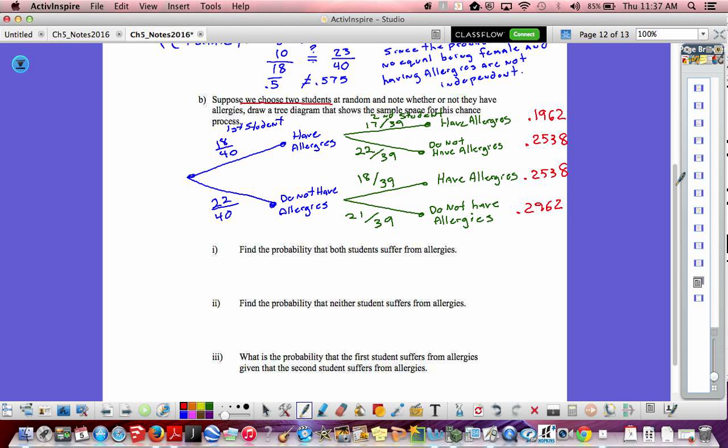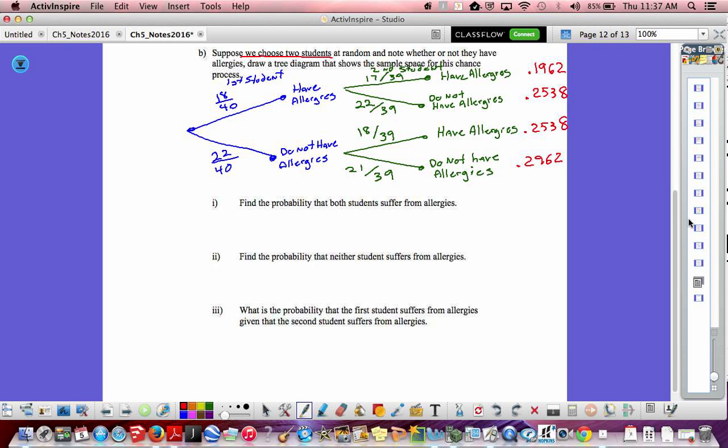So we can start answering, using this diagram, these questions. Find the probability that both students suffer from allergies. Okay? So I'm looking for what's the probability that both have allergies. Well, the first person must have allergies, and the second person must have allergies. So I can just follow my branches, and I got that answer right away, 0.1962.